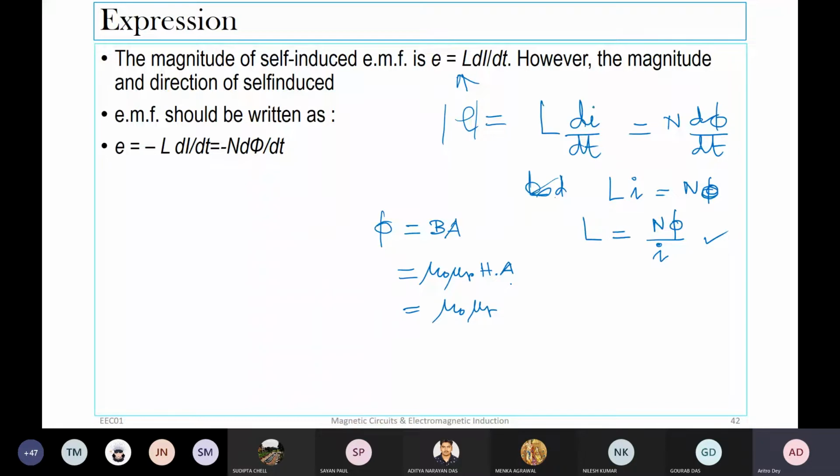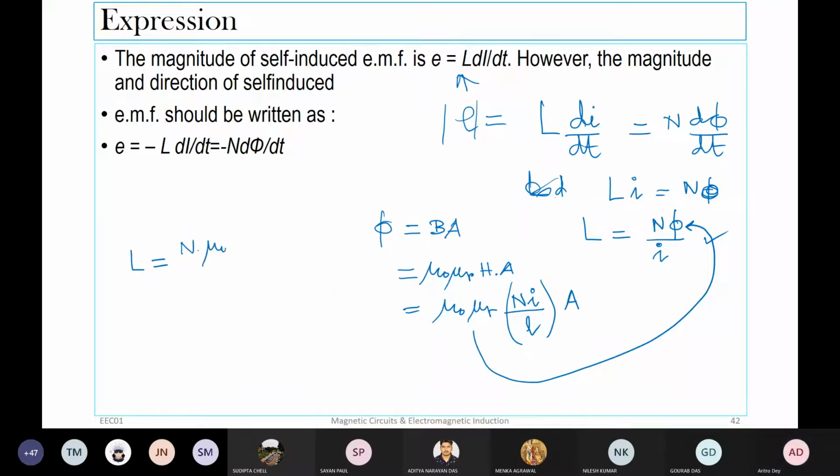So we can write it like Ni by L, where L is the length of the magnetic circuit, into A, the cross section area of the circuit. So this phi, if you now substitute here, then you can get L is equal to N into mu 0 mu R, N I by L into A into 1 by I.